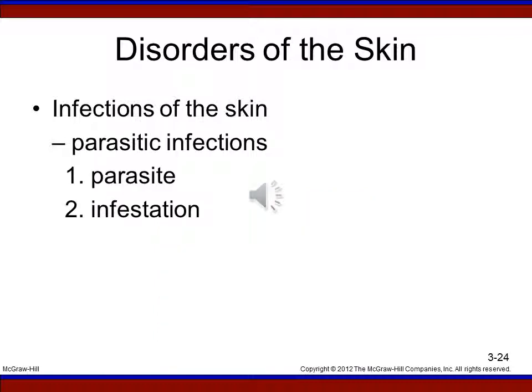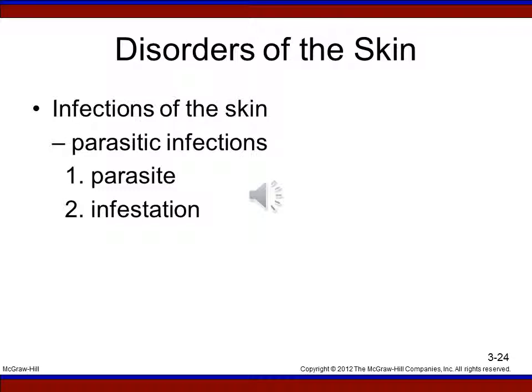Now we're talking about parasitic infections. You can have a parasite or you can have an infestation. So what is a parasite? A parasite is an organism that lives in contact with and feeds off of another organism. A lot of times with a parasite, think of a tick. I want you to describe how an infestation differs from an infection. What's the difference between infestation and an infection?